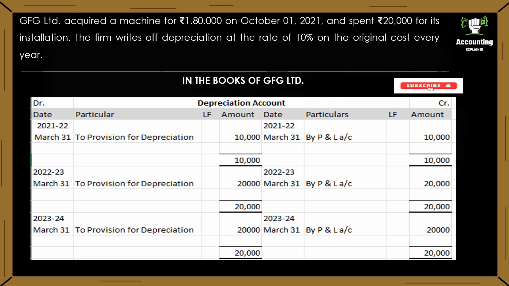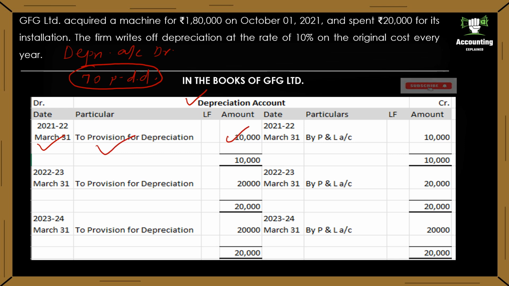Next we will open depreciation account. Okay, for depreciation we passed an entry for creating depreciation. What was that entry? The entry was depreciation account debit to PDD. In the journal PDD is credited. So in the depreciation ledger account PDD has to be debited. March 31, 21-22 to provision for depreciation 10,000 rupees.